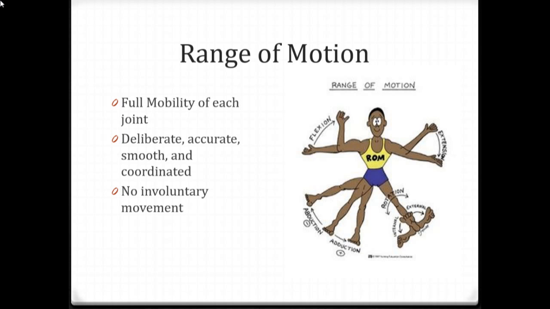Okay, range of motion. So we need full mobility of each joint, deliberate, accurate, smooth, and coordinated, no involuntary movement. When you're doing your focused assessment on this, and when we're doing our head-to-toe assessment, anytime you do this, you need to know the proper names for things. Not, I'm going to make them pull their arm in, or demonstrating it. You need to know the proper terminology for this, okay?